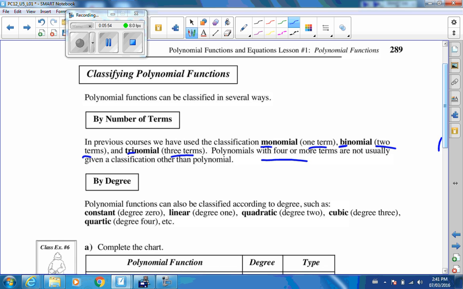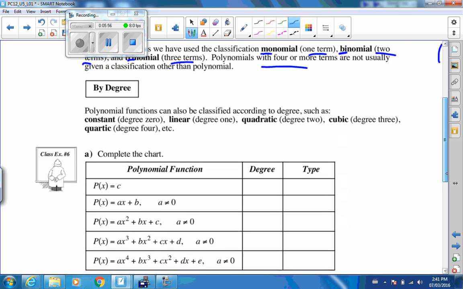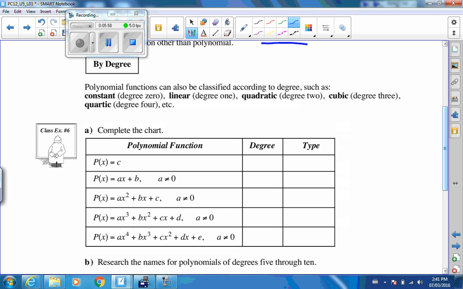We also use degree, which is the highest power. So constant, linear, quadratic, cubic, or quartic. Quintic is 5. Hey, that's shown up on a test before. I don't even know what the other ones are. I would argue it's not important. Again, not everybody listens to me. Degree is just the highest exponent.